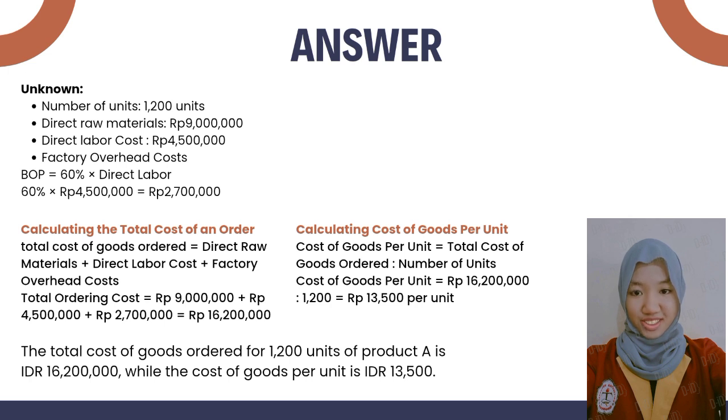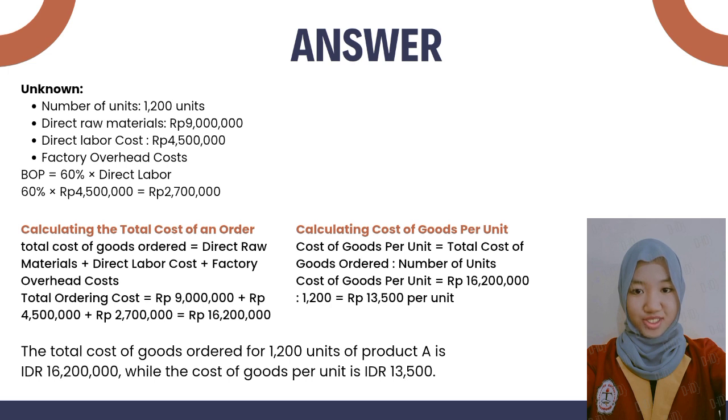Calculating the total cost of an order. Total cost of goods ordered equals direct raw materials plus direct labor cost plus factory overhead costs. Total ordering cost equals 9 million Indonesian rupiah plus 4,500,000 Indonesian rupiah plus 2,700,000 Indonesian rupiah equals 16,200,000 Indonesian rupiah.